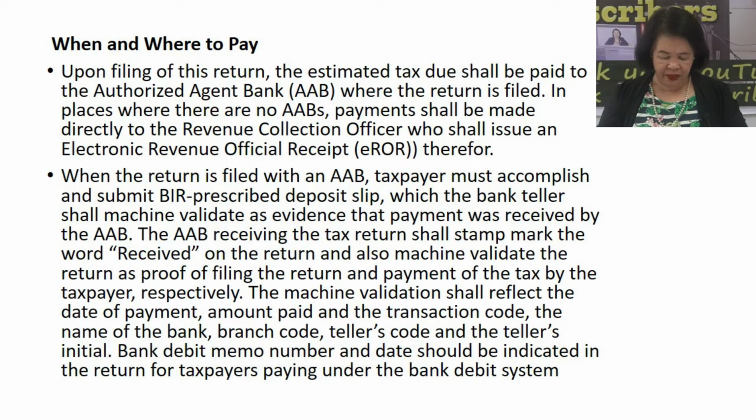The AAB receiving the tax return shall stamp mark the word received on the return and also machine validate the return as proof of filing the return and payment of the tax by the taxpayer, respectively. The machine validation shall reflect the date of payment, amount paid, and the transaction code, the name of the bank, branch code, teller's code, and the teller's initial debit memo.